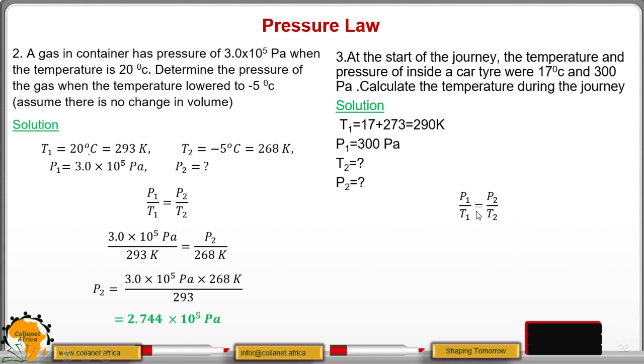So we start by writing the formula. P1 over T1 is equal to P2 over T2. Substituting the values, this will be 300 pascals divided by 290 Kelvin. Now our T2 will be in terms of P2, which is P2 times 290 over 300. When you divide this, you get 0.97 P2 Kelvin. That will be our final temperature.